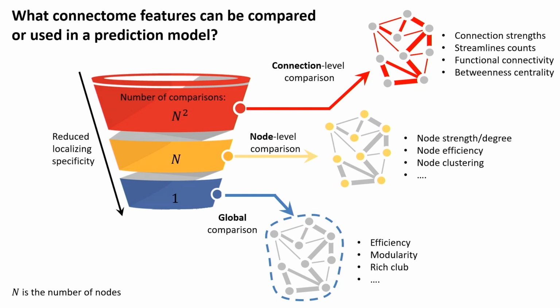We can also do comparison at the level of nodes. This can be done using node strength, efficiency, or, for example, node-based clustering. And at the top of the hierarchy here is connection level comparison. This is where we consider each connection individually. This could be using any of the measures that Rob has already pointed out, or if we're dealing with functional connectivity, the measures that Scheller pointed out this morning.